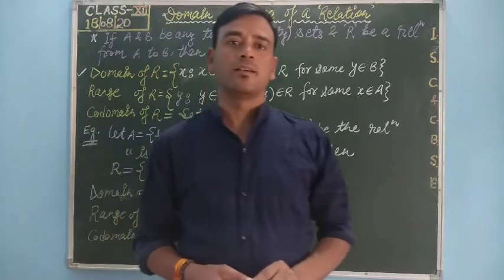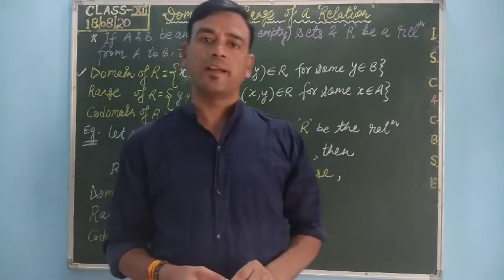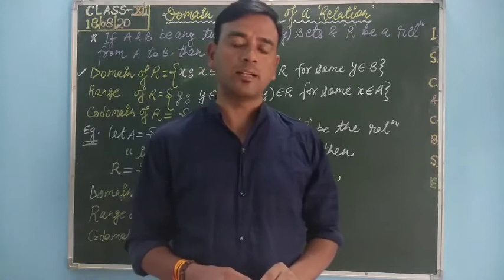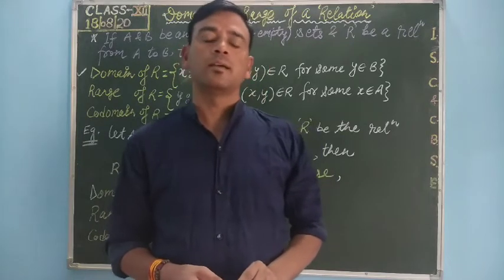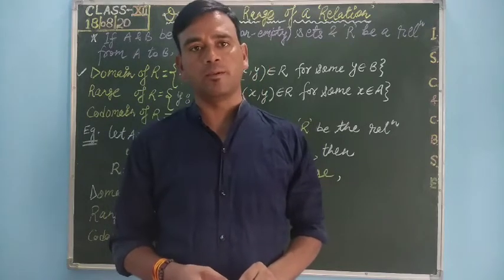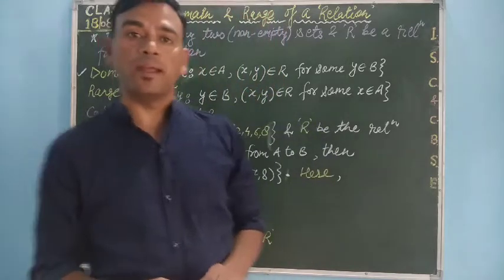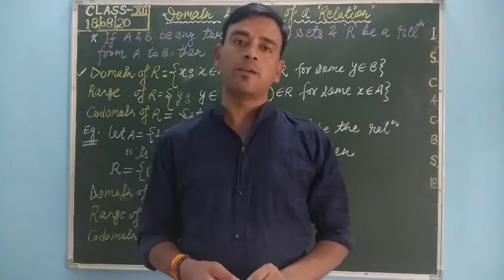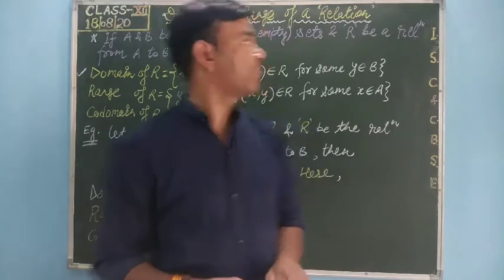Before this, we have discussed ordered pairs, the Cartesian product of two or more than two sets, and relation from set A to set B. Now today we will discuss the domain, range and codomain of a relation. So one by one we will discuss these terms.